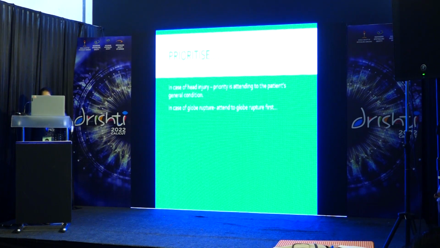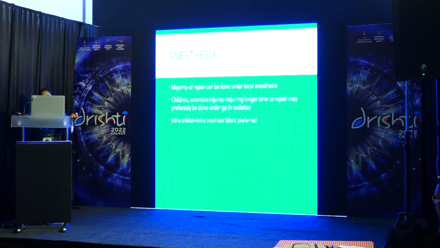So always prioritize your treatment plan. In case of head injury, priority is of course attending to the patient's general condition. In case of globe rupture, the repair of the globe comes first, followed by lid tear repair. Many of these cases can be done under local anesthesia, but in children, or wherever you have extensive injuries requiring a long time to repair, we will probably operate under general anesthesia or IV sedation. In case of canalicular tear, perilesional or infiltrative block can preferably be avoided, and we can just go for regional blocks like infraorbital and infratrochlear block. That's the preferred approach, so that we have less tissue distortion.